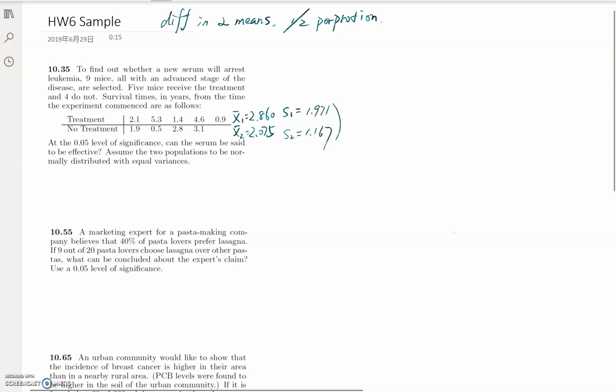Hi everyone, today I'm going to talk about some sample problems related to homework 6. This video is about the differences in two means and one proportion and two proportions. Let's take a look at the first question.